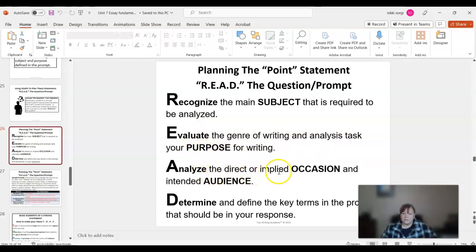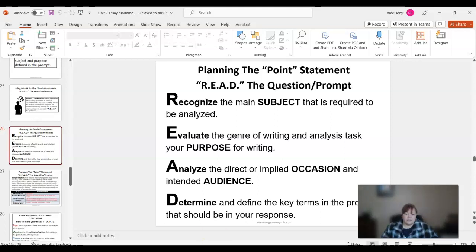Analyze the direct and implied occasion and intended audience, and determine and define the key terms in the prompt that should be your response. So, subject, your career. Evaluate. Why are you doing this? You are informing and explaining. Analyze. Your audience is myself and anybody who might be interested in that career choice.